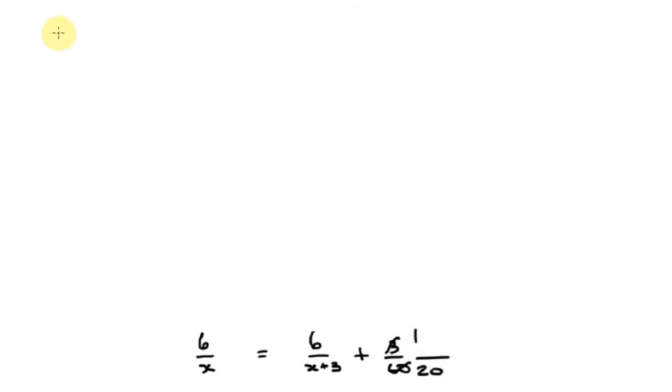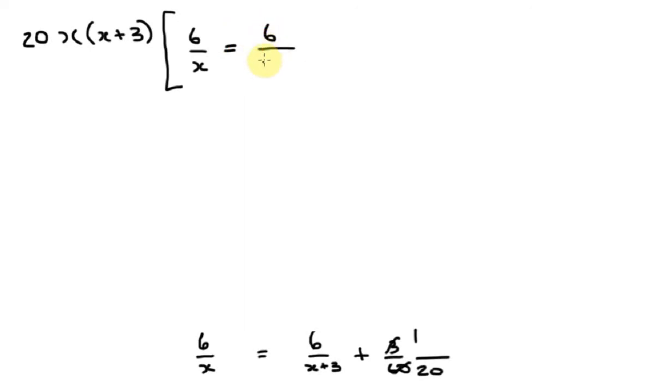Now I'm going to multiply everything by x, x plus 3, and by 20. And I'm going to put the 20 out in front. Just looks a little bit neater. So that is going to times all of these fractions. So I got 6 over x, and we're going to multiply it by this guy here, 6 over x plus 3, and also by the 1 over 20.